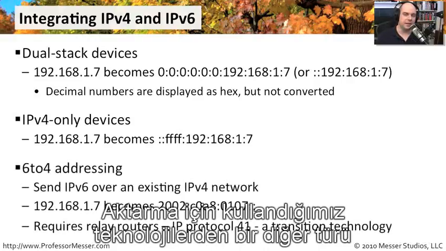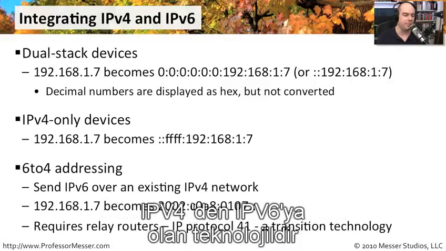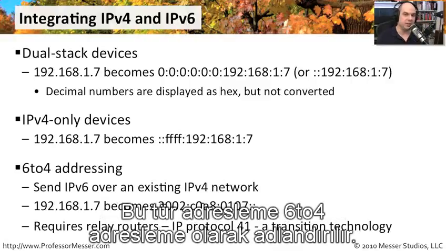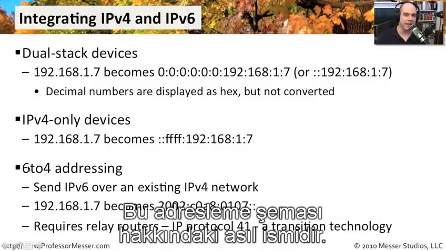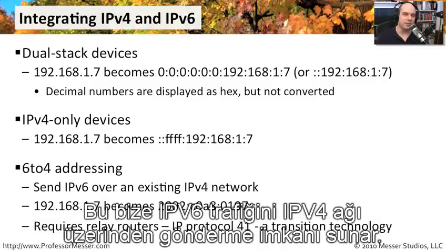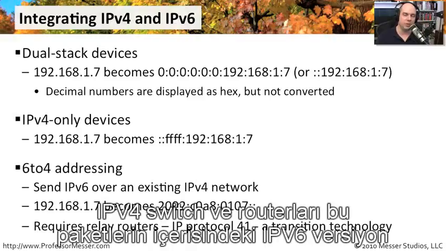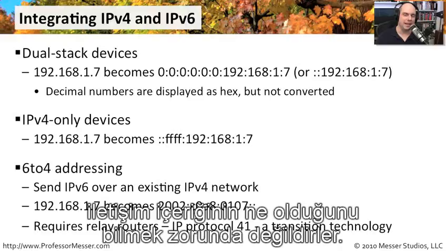There's another type of technology that we use to transition some of these networks between IPv4 and IPv6, and this type of addressing is called 6-to-4 addressing. That's all one word, 6-to-4. I didn't make a mistake there and not put spaces in. That's the actual name of that addressing scheme. And what that allows us to do is take this IPv6 traffic and send it across an IPv4 network. The IPv4 switches and routers don't even have to know that within that packet is an IP version 6 communication.